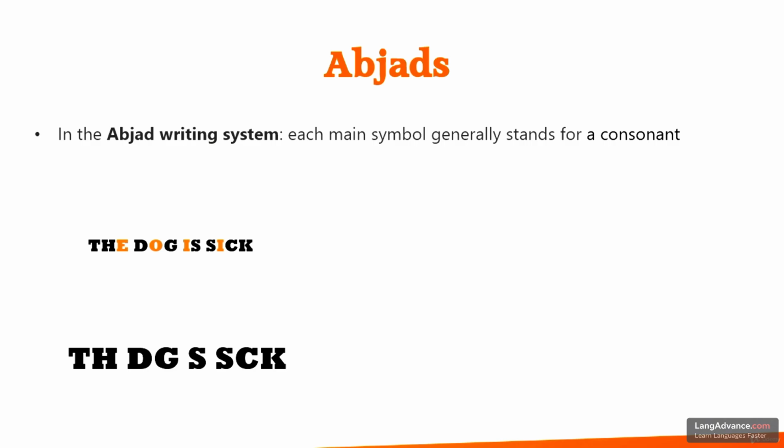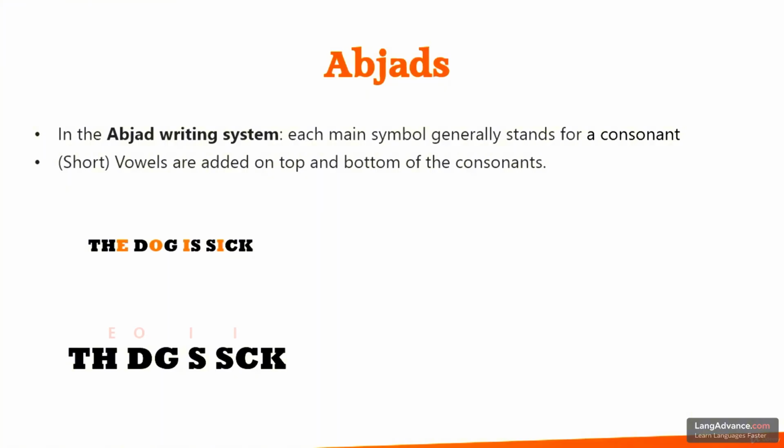And in the writing system, the vowels are added on top and bottom of the consonants. So if you had to do that in English, it will look like this. So the, T-H-E, the E is not part of the word. It's on top of the consonant. Dog, D-O-G. The O, which is the vowel, is added on top of the D, which is a consonant. So all the consonants in each word are put together like this, TH, DG, S, SCK, and the vowels needed to make the word are put on top. So this is what's meant by abjad writing system.